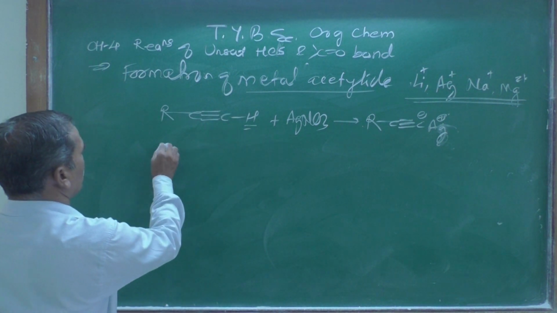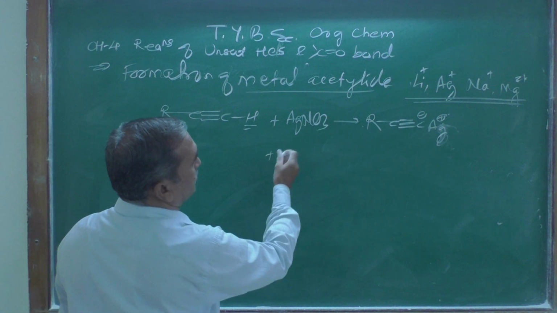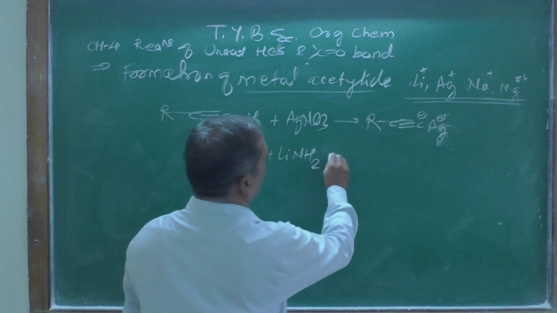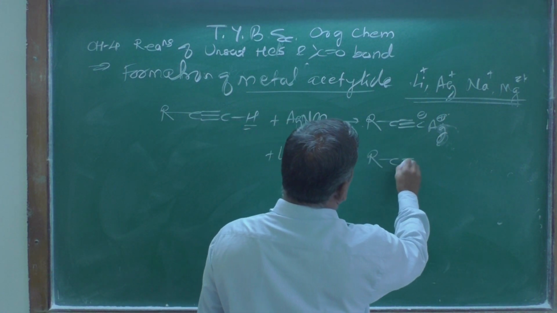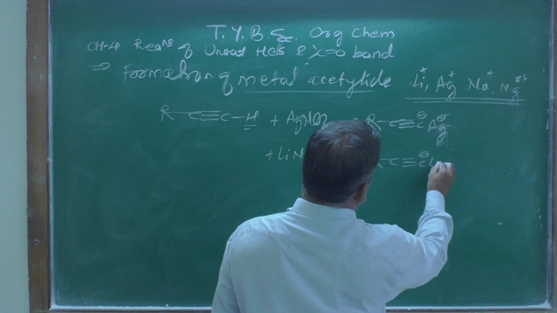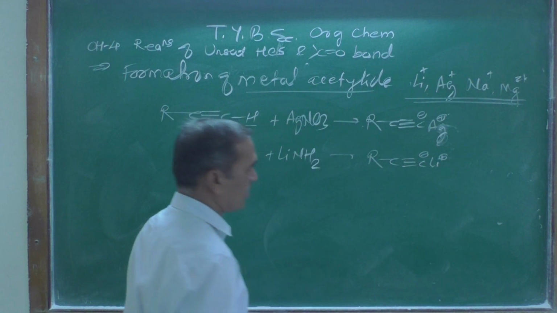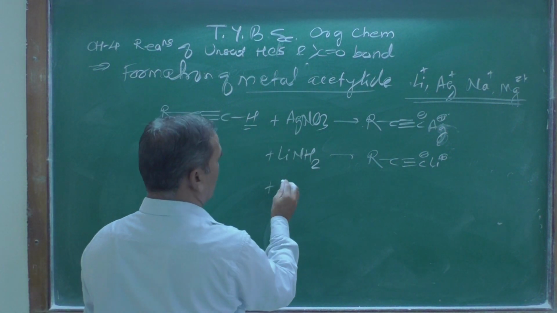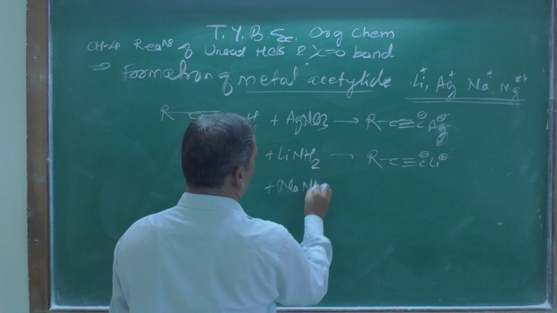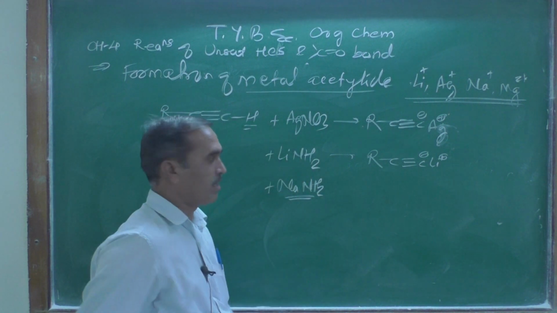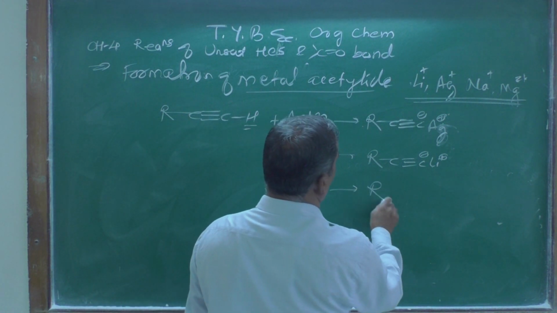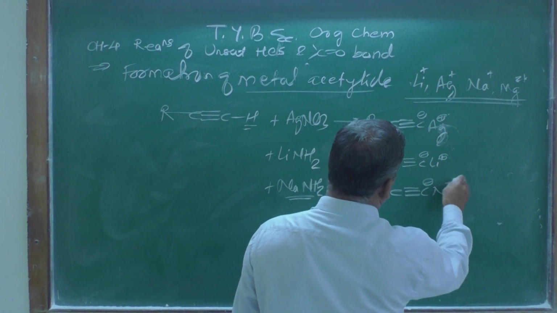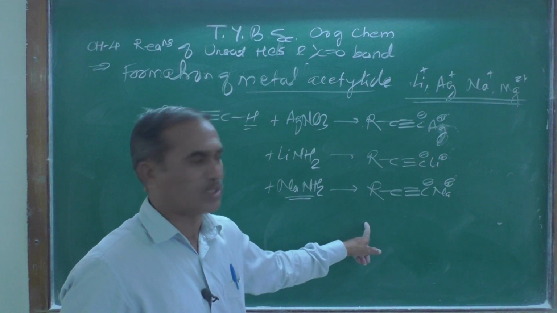Suppose you treat this with lithium amide, LiNH2, what do you get? You get R triple bond C minus, with a positive charge over there, that is lithium acetylide. Or if you use sodium amide, NaNH2, what can it form? It can form R triple bond C minus, with a positive sodium, that is sodium acetylide.